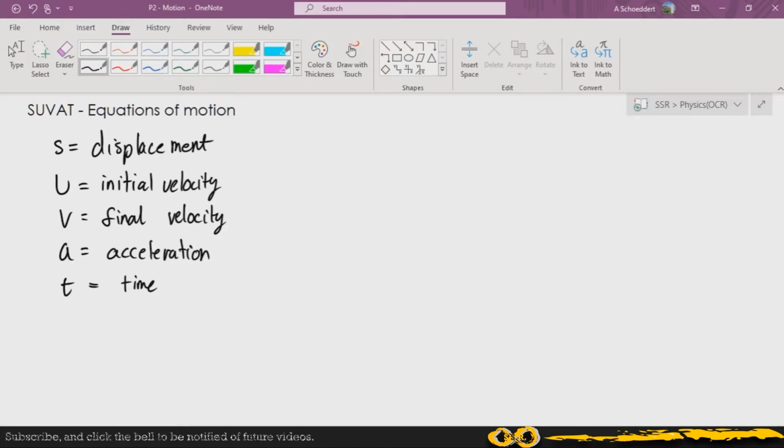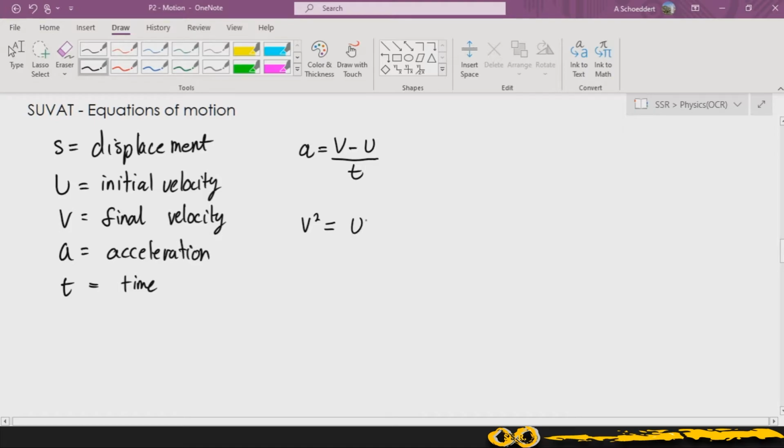We've already seen one of these equations. We've seen that a is equal to v minus u divided by t, or the change in velocity divided by the time. But there are a few other useful equations, such as the fact that v squared is equal to u squared plus 2as, and the fact that s is equal to ut plus 1/2 at squared.